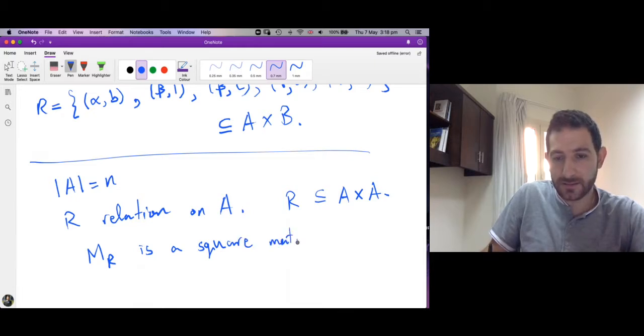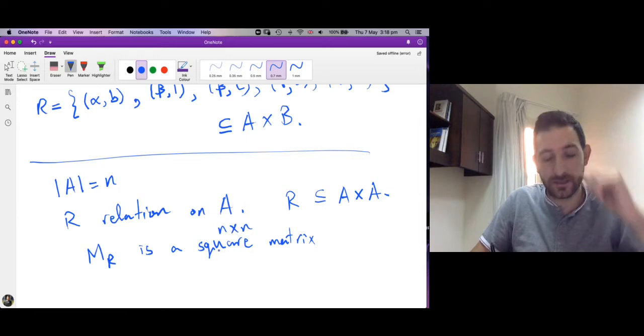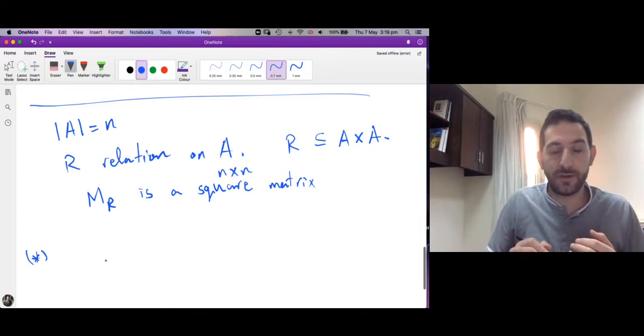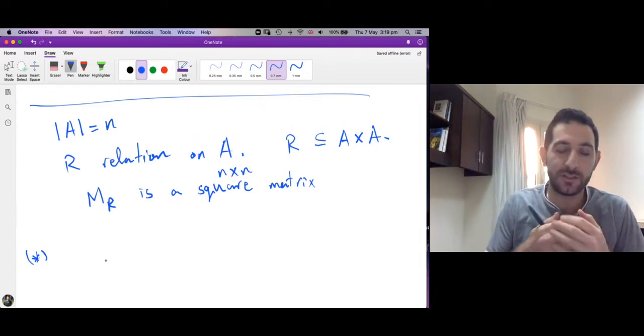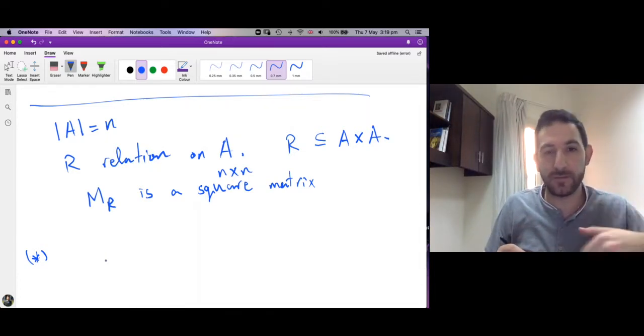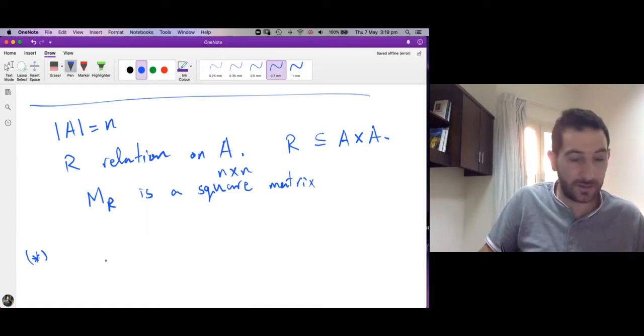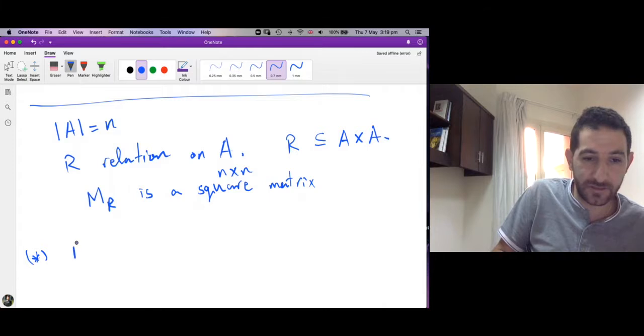Okay, it's n by n, right? Where n is the size of A. It has n rows and n columns. Now, look at these comments. Remember, we defined what it means for a relation to be reflexive: every element in the set is related to itself. So what does it mean that R is reflexive in terms of the matrix?